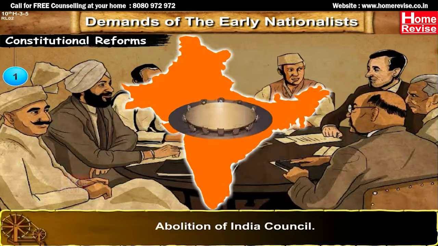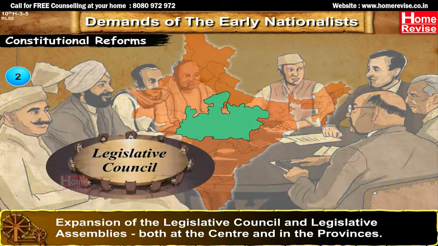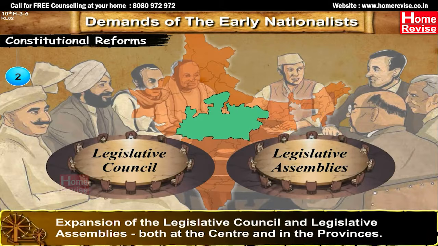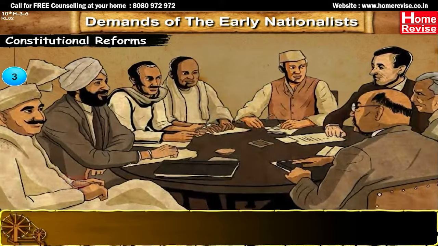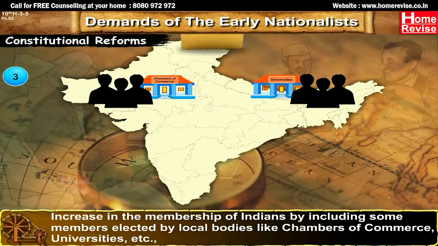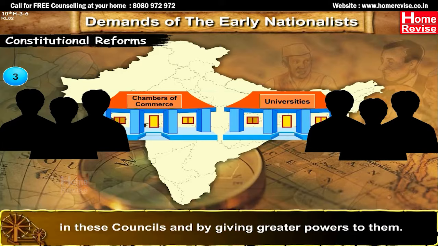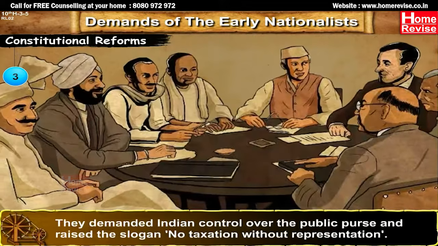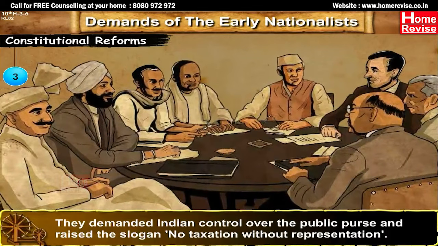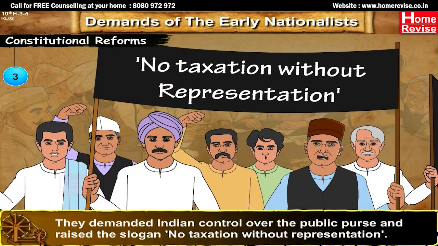First, abolition of Indian Council. Second, expansion of the Legislative Council and Legislative Assemblies, both at the centre and in the provinces. Third, increase in the membership of Indians by including some members elected by local bodies like chambers of commerce, universities, etc. in these councils, and by giving greater powers to them. They demanded Indian control over the public purse and raised the slogan, "No taxation without representation."